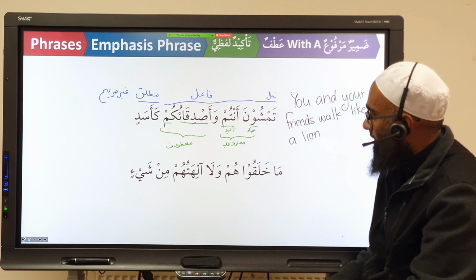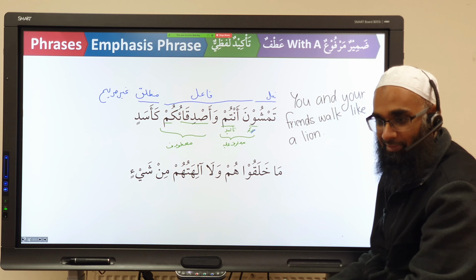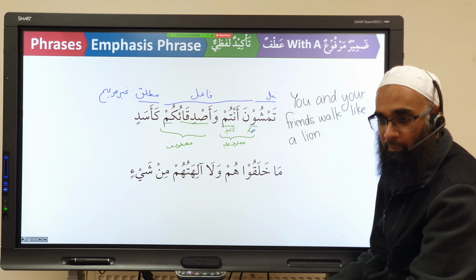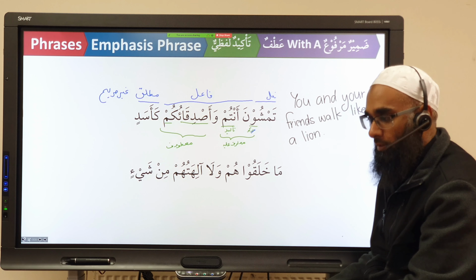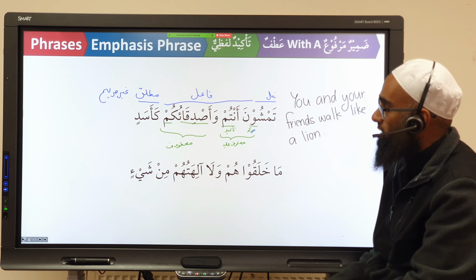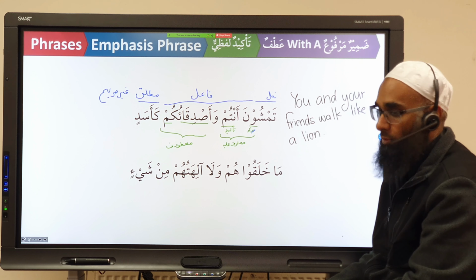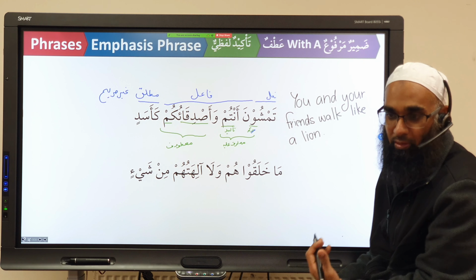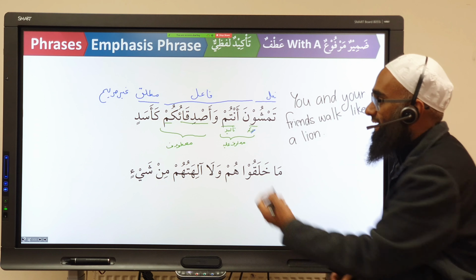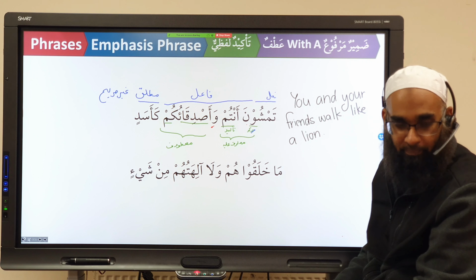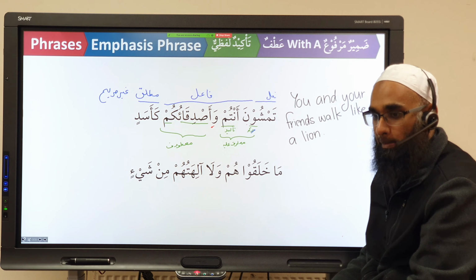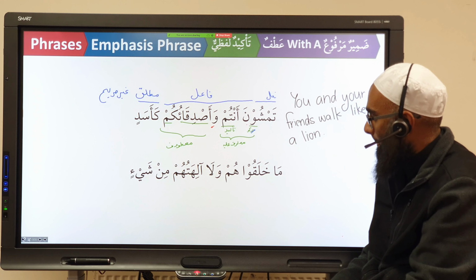You got it? Yes? Correct. Is this to prop up the ma'tuf alayh? Because the ma'tuf alayh can't be a zamir marfu muttasil on its own. So you have to prop it up. This is too heavy for this. So antum is support. Yes? You got it? Next one.